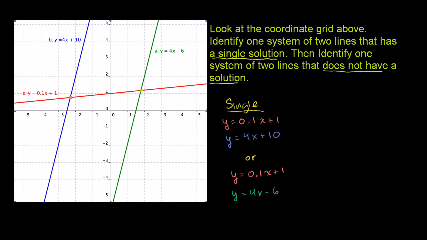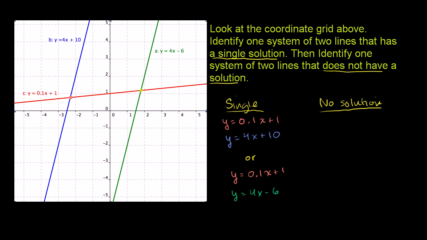Now, the second part of the problem, they say identify one system of two lines that does not have a solution. So no solution. In order for there to be no solution, that means the two constraints don't overlap, that there's no point that is common to both equations, or no pair of x, y values that is common to both equations. And that's the case of the two parallel lines here, this blue line and this green line. Because they never intersect, there is no coordinate on the coordinate plane that satisfies both equations. So there's no x and y that satisfy both.